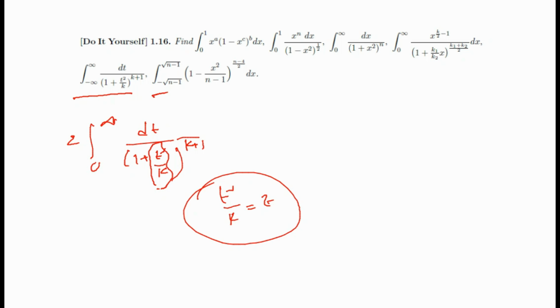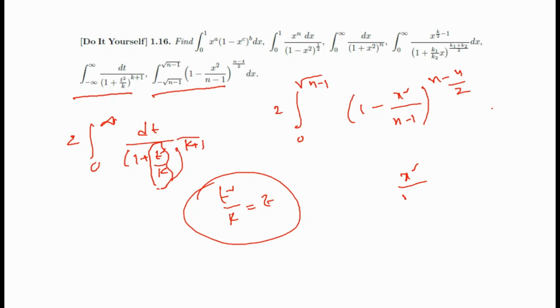This one, okay, this is also an even function. So 2 integration 0 to n minus 1, (1 minus x square by n minus 1) power n minus 4 by 2. Now if you put x square by n minus 1 equal to z, then what will happen?